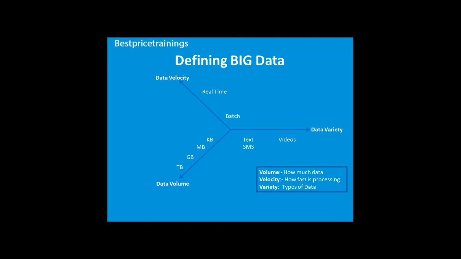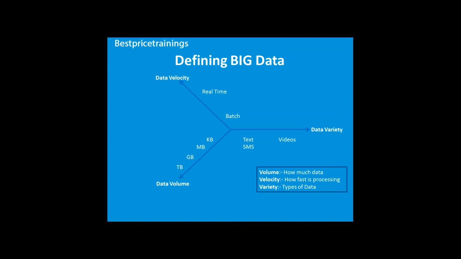Then we have something called data variety. Let's trace back to around 10 years before today's date. We used to have Nokia 9910 type mobiles, and we used to send text SMS to our near and dear ones. But right now, sending videos, audio files and photographs through WhatsApp or Viber or whatever is very common today. This trend shows the variety of data we are dealing with in our current environment.